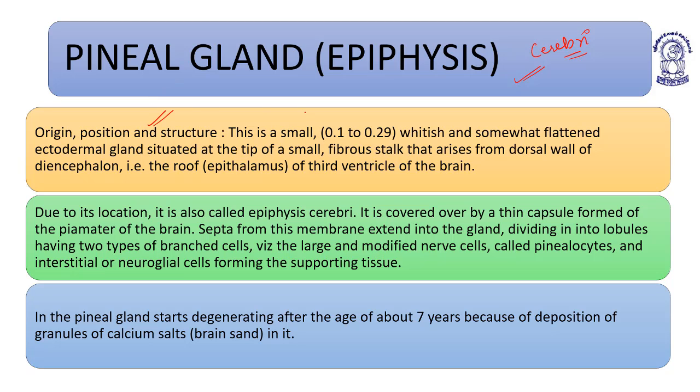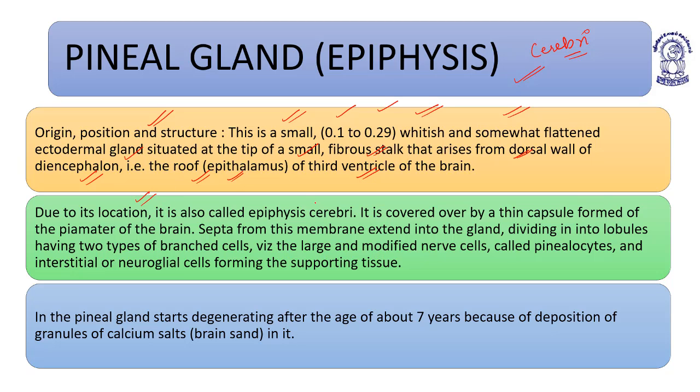Origin, position, and structure. It is a small, 0.1 to 0.3 gram, whitish and somewhat flattened ectodermal gland situated at the tip of a small fibrous stalk that arises from the dorsal wall of the diencephalon, that is the roof of the epithalamus, the roof of the third ventricle of the brain.